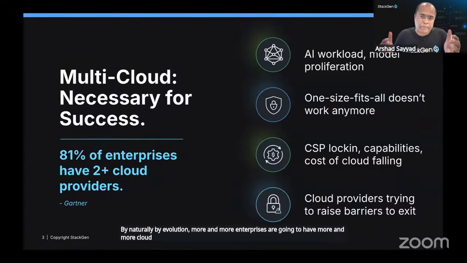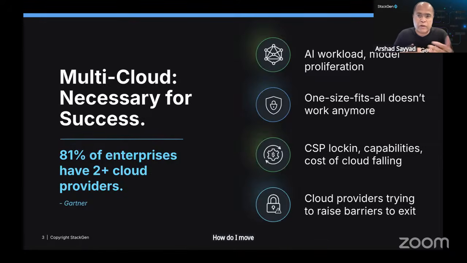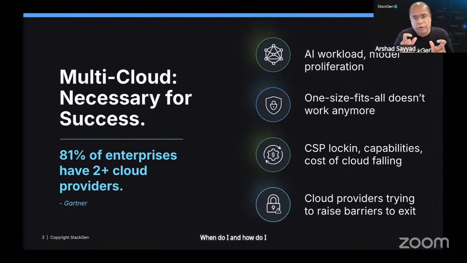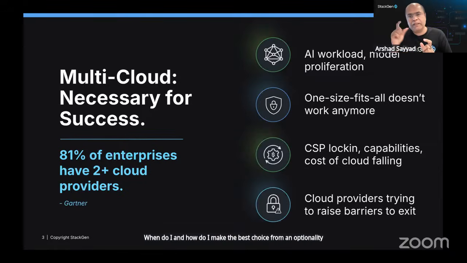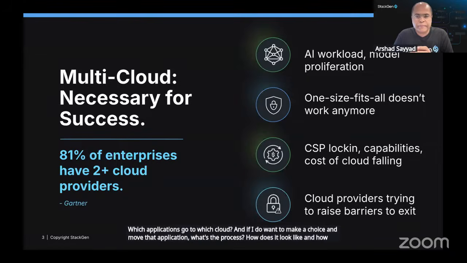And when that happens, enterprises and businesses are going to be left with the question of, how do I move my application seamlessly across these clouds? How do I move my data models across these clouds? When and how do I make the best choice from an optionality perspective, which applications go to which cloud? And if I do want to make a choice and move that application, what's the process? What does it look like? And how easy or difficult is that?